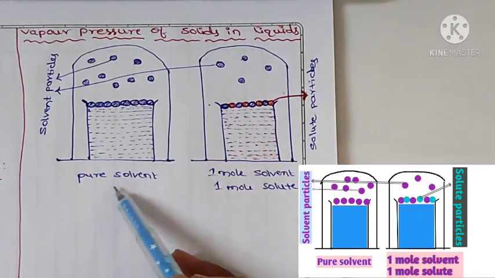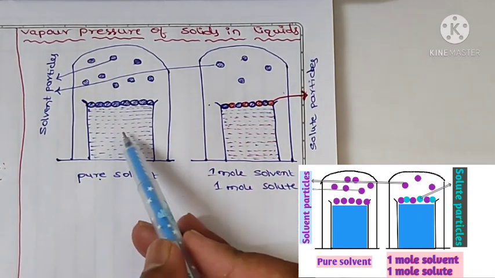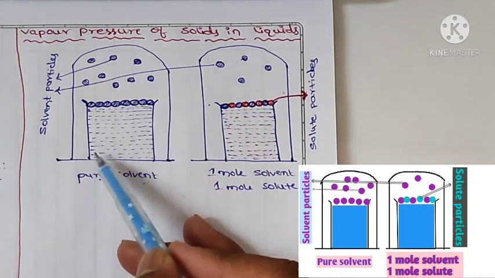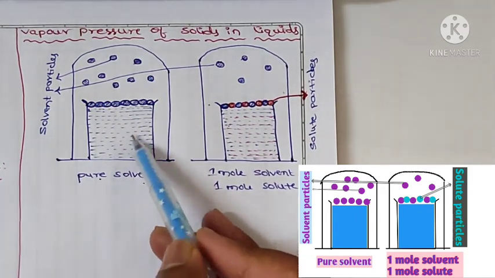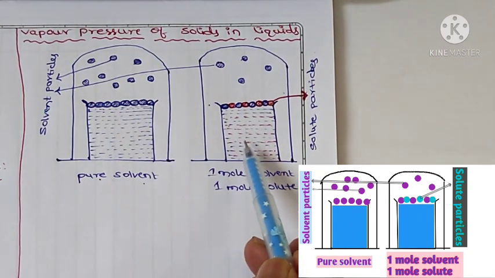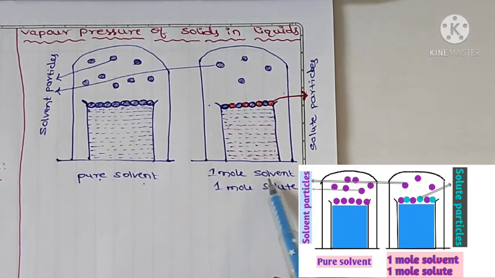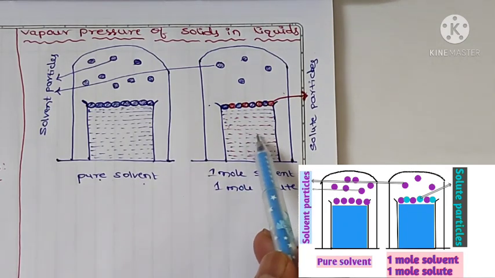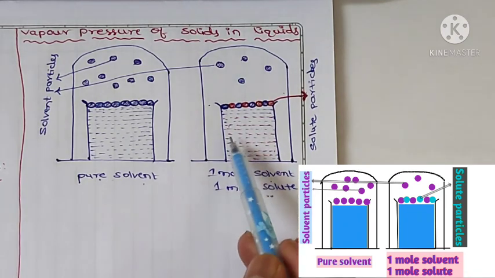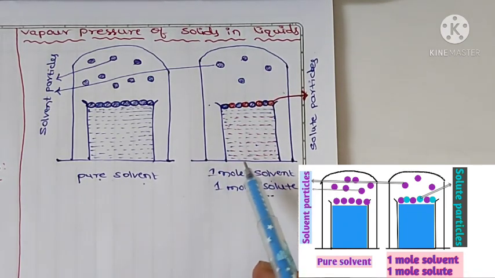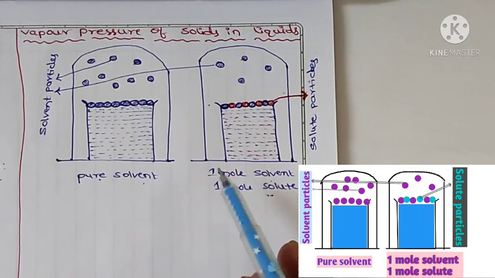Let us come to here. Here I am taking pure solvent, meaning only one component, the solvent. It is a volatile solvent. Here I am taking 1 mole solvent and 1 mole solute. The 1 mole solvent is a volatile solvent and the 1 mole solute is a non-volatile solute. So here I am taking half of the solvent and half of the solute.